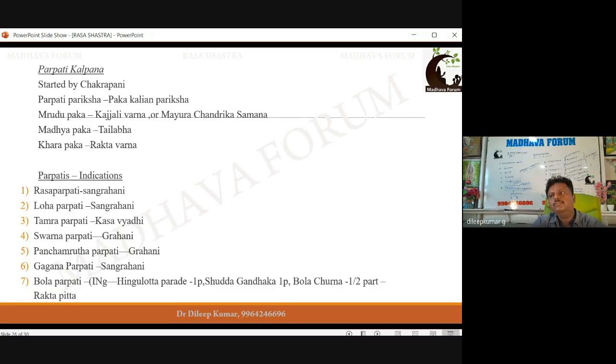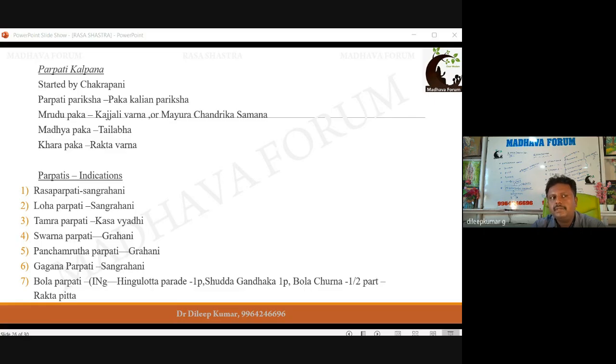So there are mainly 4 preparations in Rasashastra. Kalvi Rasayana, which is used in many diseases and prepared out of Kalva. That's why it is called Kalvi Rasa. The next one is quarterly Kalpanas, Parpati, and Kupipak. Today we'll start with Parpati Kalpanas.